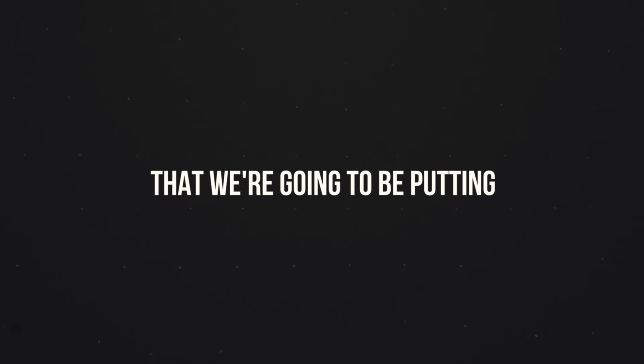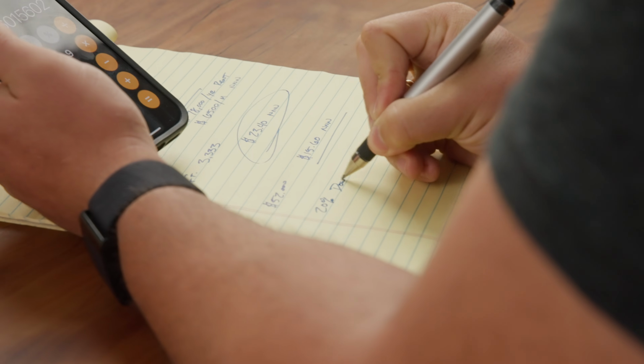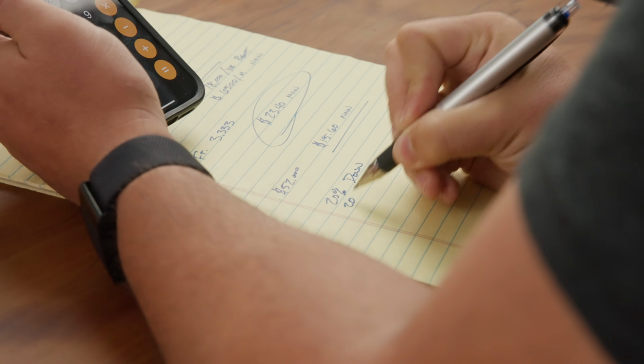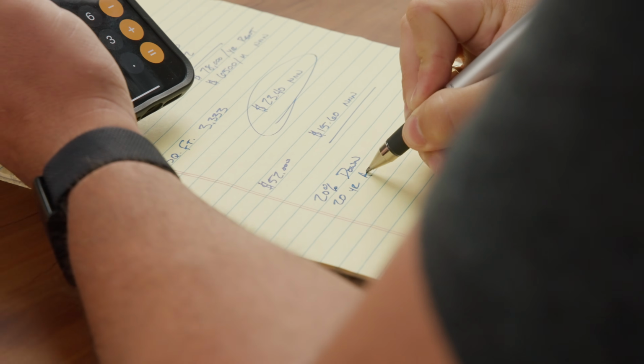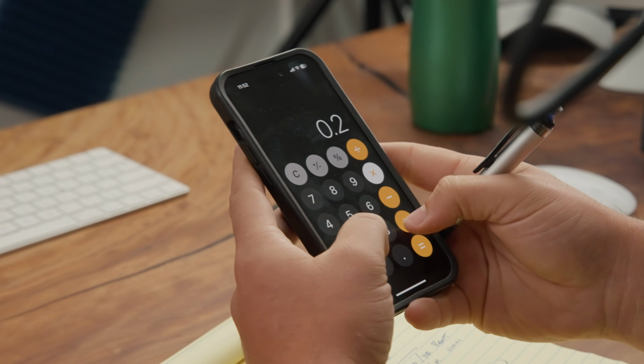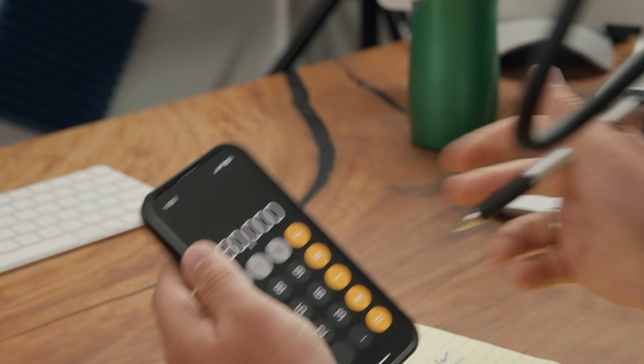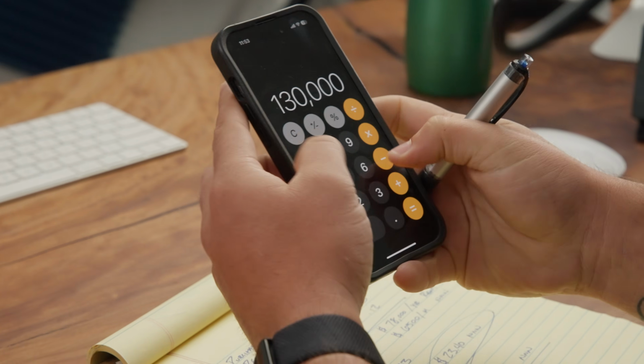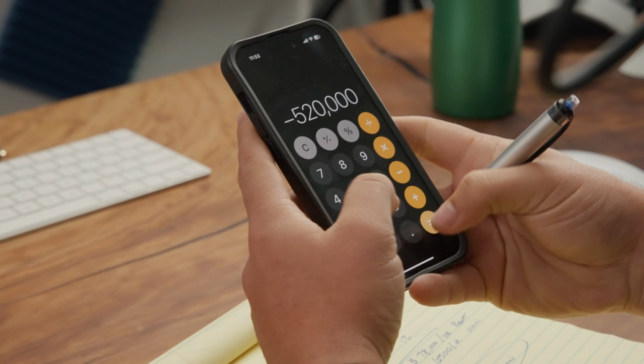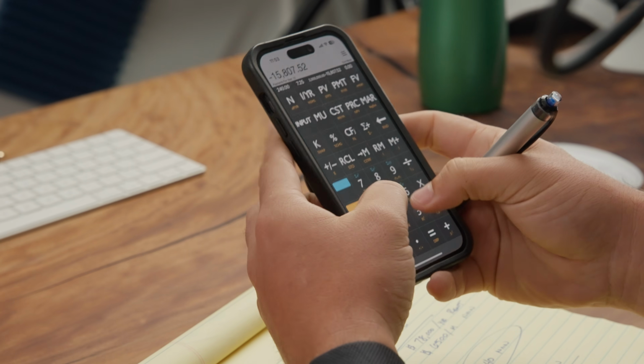Here's where the biggest difference comes in for you as an investor: underwriting the actual financials of it. Now, let's assume that we're going to be putting 20% down. So let me put down here 20% with a 20-year amortization. And right now, interest rates are at about 7.5%. So 20% down payment on $650,000 is $130,000. Subtract that from $650,000, so we're going to have a loan balance of $520,000.